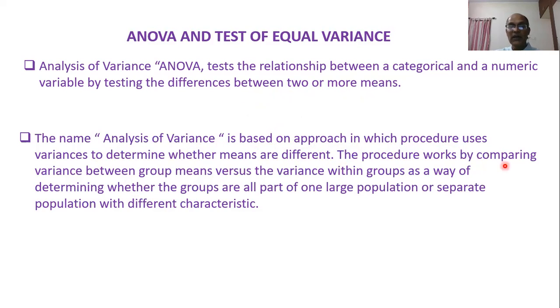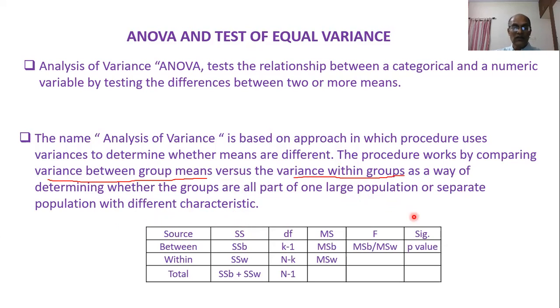So the procedure works by comparing the variance between group means versus the variance within groups, as a way of determining whether groups are all part of one large population or separate populations with different characteristics.